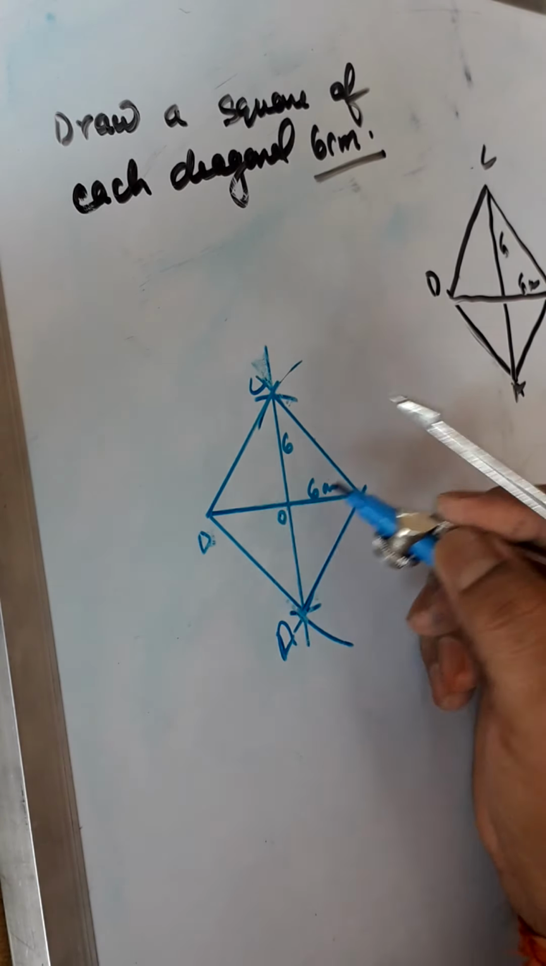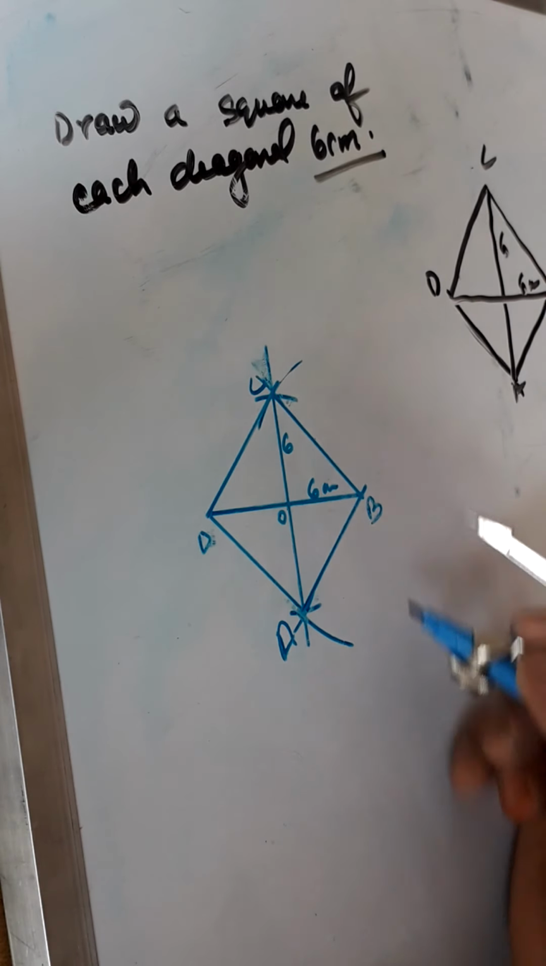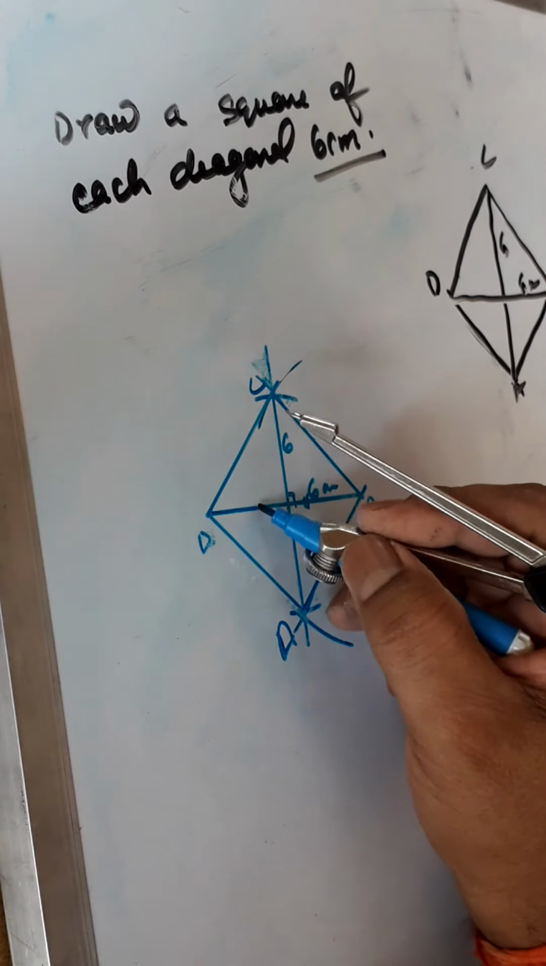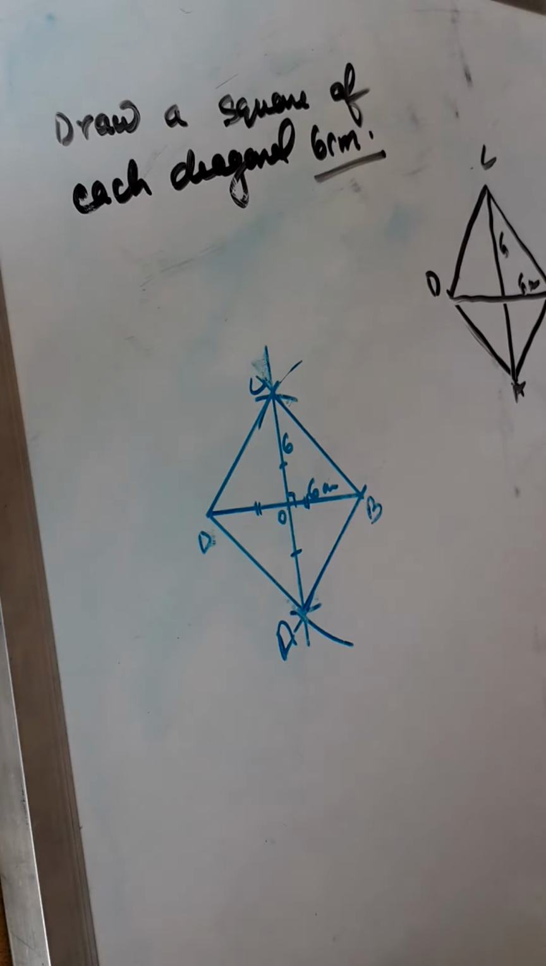This point O is the point at which both the diagonals intersect each other. Here this angle is 90 degree and this part is equal to this and this part is equal to this. In this way we have seen two constructions.